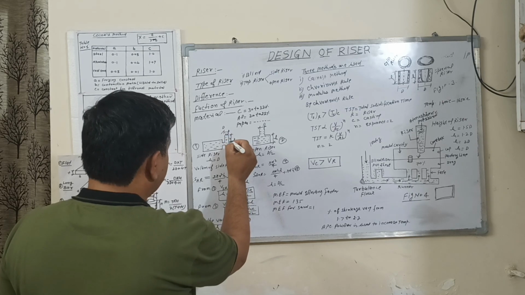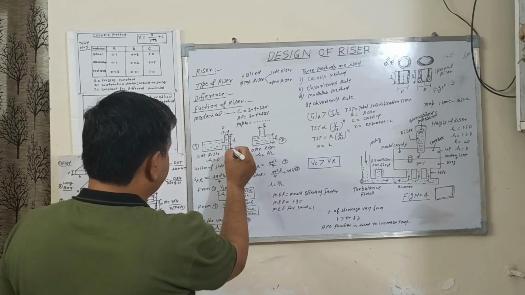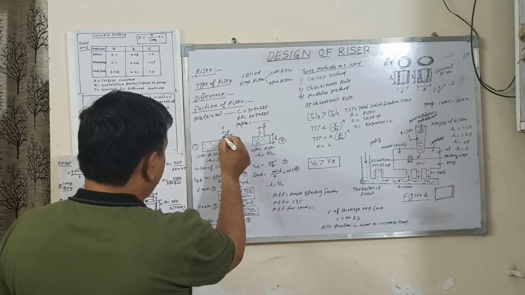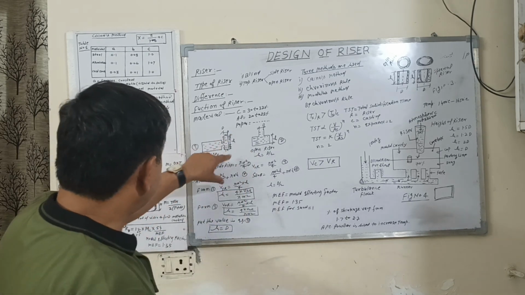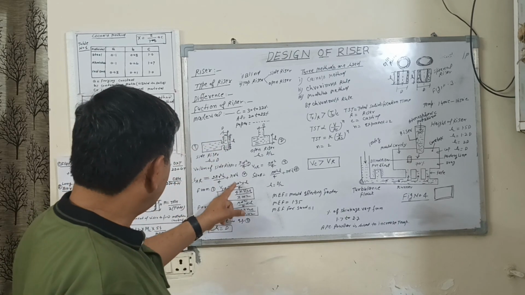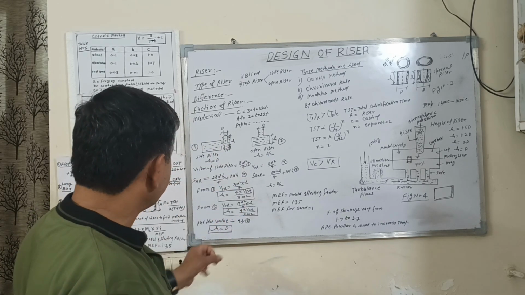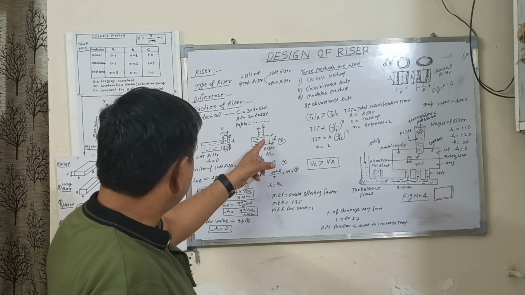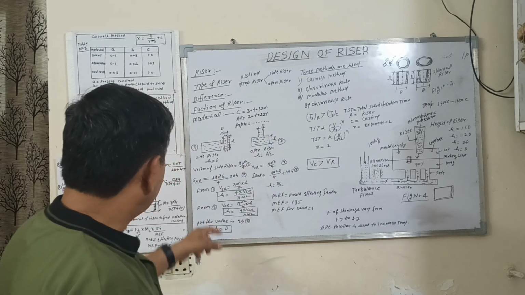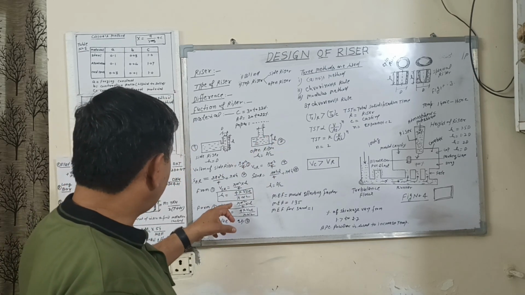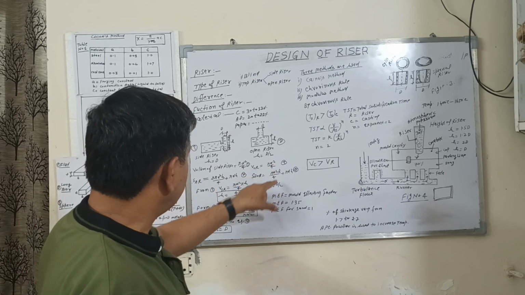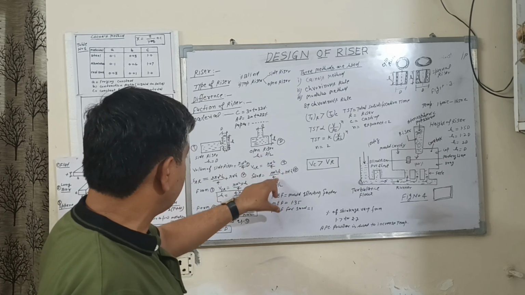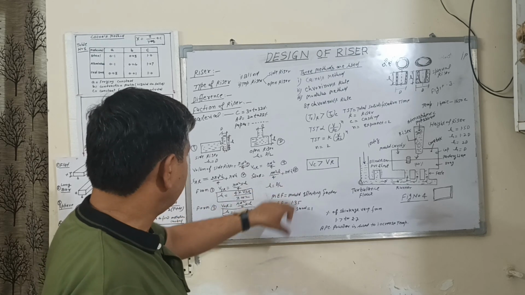The heat is transferred on the outer surface of this riser, so it is a cylindrical shape, so the surface area is pi d h. Same thing is here. In case of 2, the volume of the open riser is pi d square upon 4 h, and the surface area of the open riser is pi d square upon 4 plus pi d h.